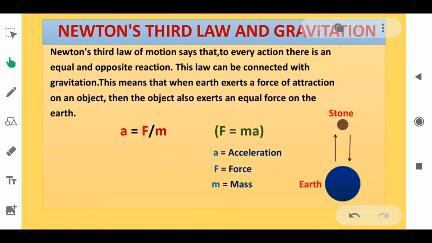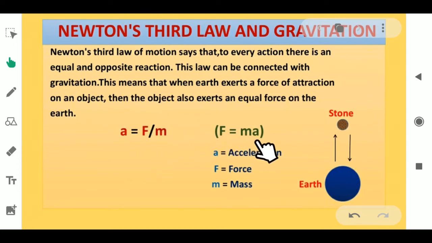Right? So according to Newton's third law, to every action there is an equal and opposite reaction. Which means what? Here the stone is attracted by the earth. In the same way, the earth should be attracted by the stone. But we are not seeing that the earth is moving towards the stone. We are always seeing that the stone is moving towards the earth, not the earth moving towards the stone. Why? What is the reason? So this situation is connected with this formula.